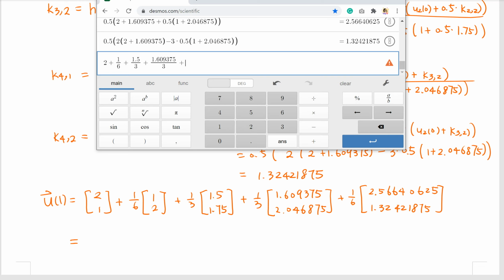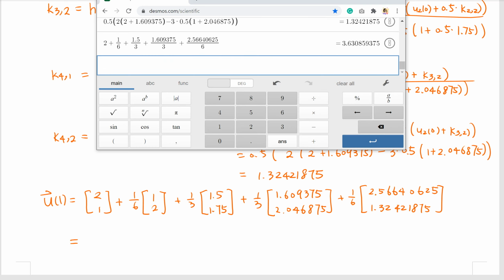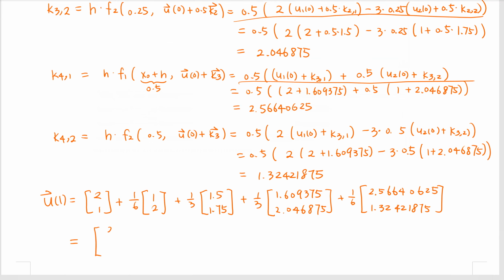And this is 2.0. Let me copy down here. Then I don't need to type the whole thing again. Over 6. Okay, so enter. This is our first step. 3.63086. Okay, let's keep 5 decimal places.